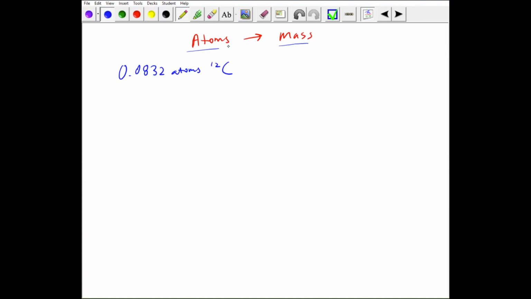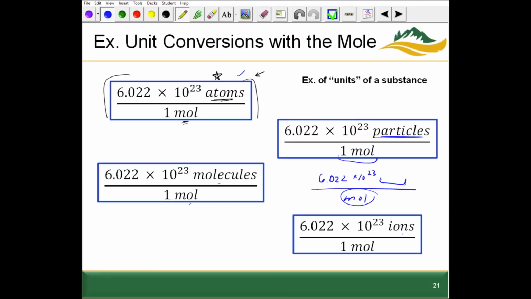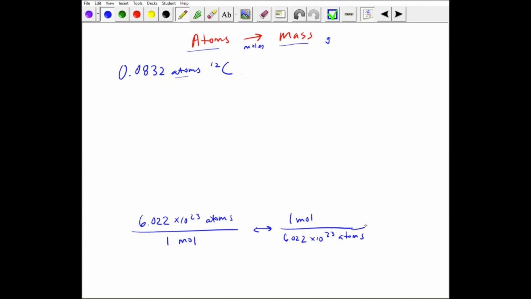What do we want to do if we want to go from atoms to mass? Here we need to go from atoms to moles first, then we can go from moles to mass in grams. How do we go between atoms and moles? Again, we use this conversion factor oriented such that atoms is here per 1 mole: 6.022 times 10 to the 23rd atoms per 1 mole. So this many atoms per 1 mole, we can reorient it such that 1 mole per this many atoms. That's the same thing. So if we want to go from atoms to grams, we need to stop at moles.